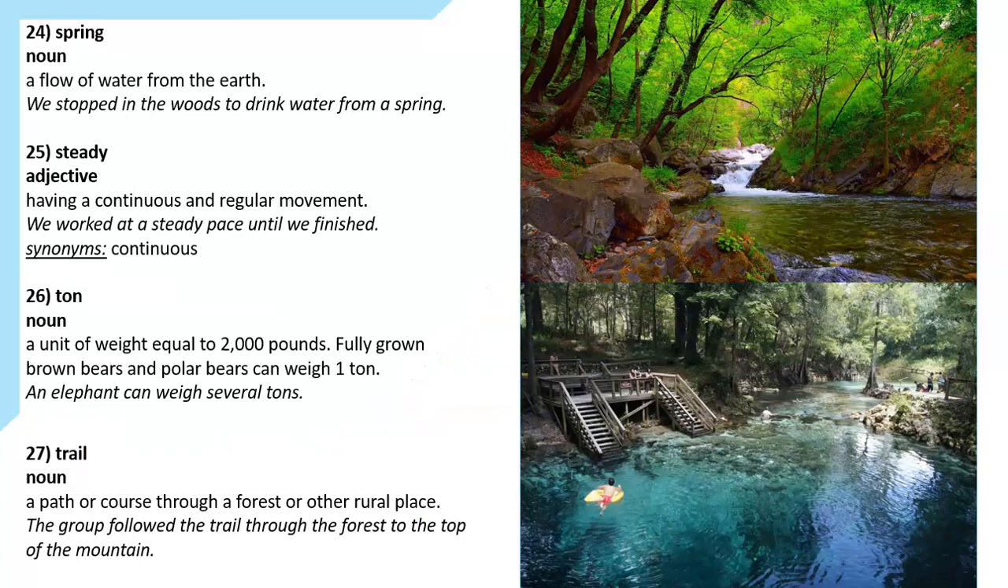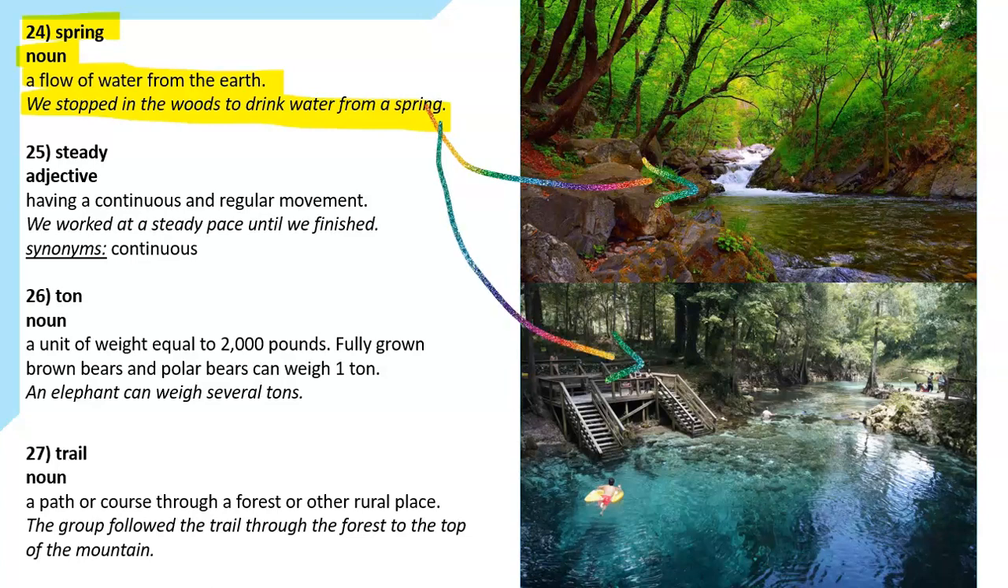Our next word is spring. Spring is a noun and spring is a flow of water from the earth. For example, we stopped in the woods to drink water from a spring. A spring looks like this, and it may look like a river, but the difference is that the water comes up from the earth. It comes from the ground. You can often find springs in the woods or in a forest.